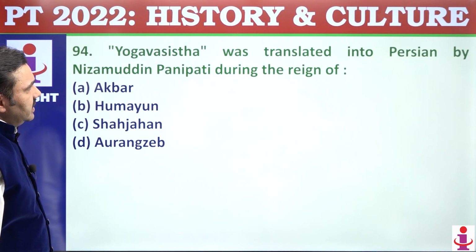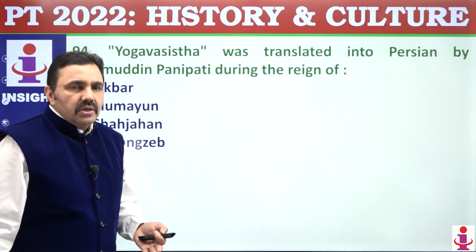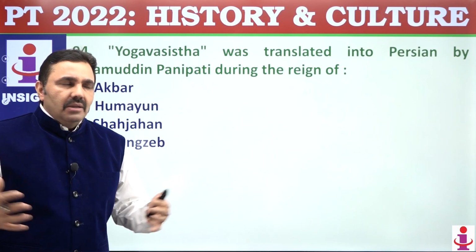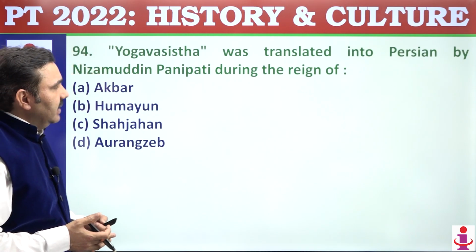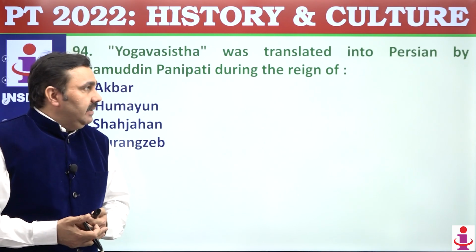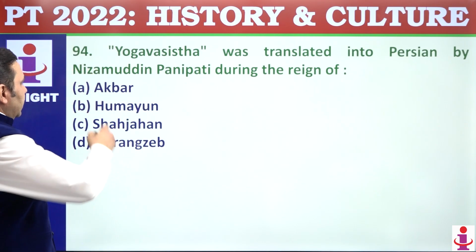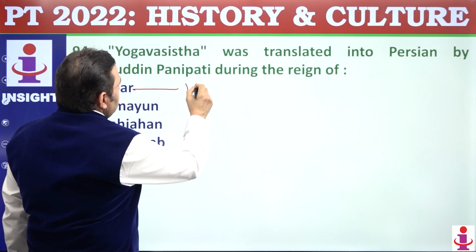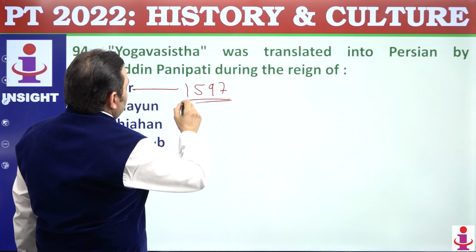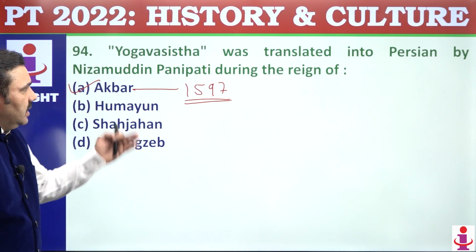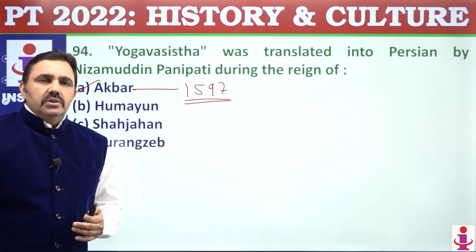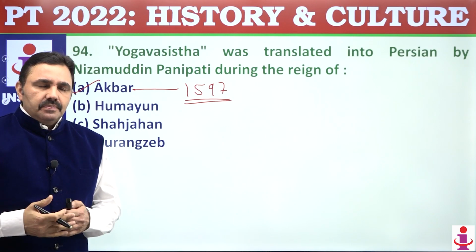94, Yoga Vasistha. Yoga Vasistha is a book composed by Valmiki. It was translated into Persian by Nizamuddin Panipati. Panipat is a city, Panipati, a person from Panipat. During the reign of Akbar, in 1597, Akbar instructed Nizamuddin Panipati to translate Yoga Vasishtha into Persian.